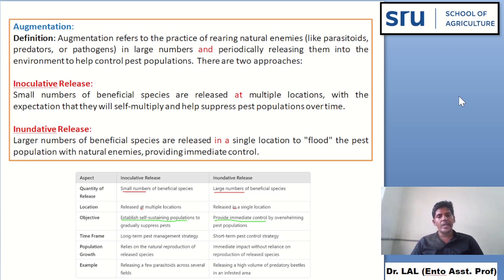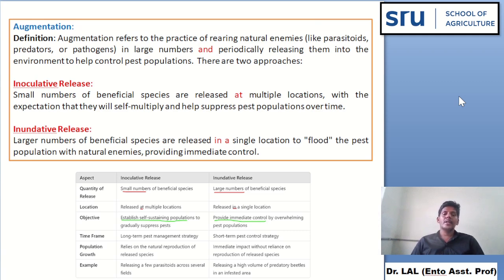In case of inoculative release, a small number of beneficial insect species are released at multiple locations, and the control is expected from progeny. Why? Because here they are inoculative, meaning they multiply themselves and manage the pest. They are released with the expectation that they will self-multiply and suppress the pest population over time.